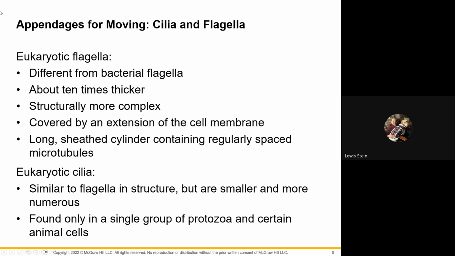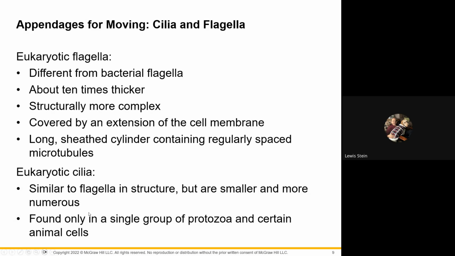So eukaryotic flagella differ. First of all, they're much larger. They're much thicker, and that has a great deal to do with the complexity. They're covered by the cell membrane, a long sheathed cylinder containing regularly spaced microtubules. It's made of microtubules. We don't have those in prokaryotic cells. We don't have intermediate filaments, the ones that form desmosomes and stuff. The only ones they have are microfilaments, those tiny little microactin filaments.